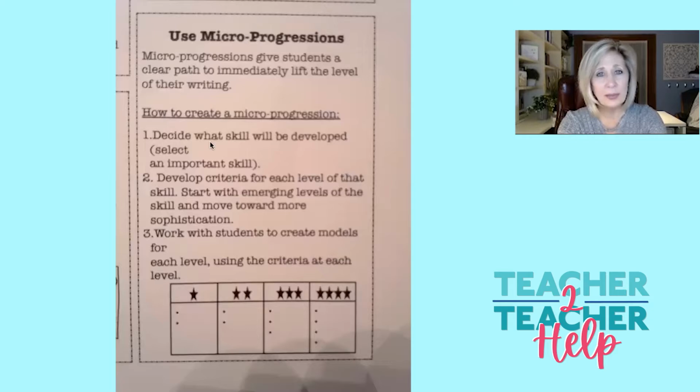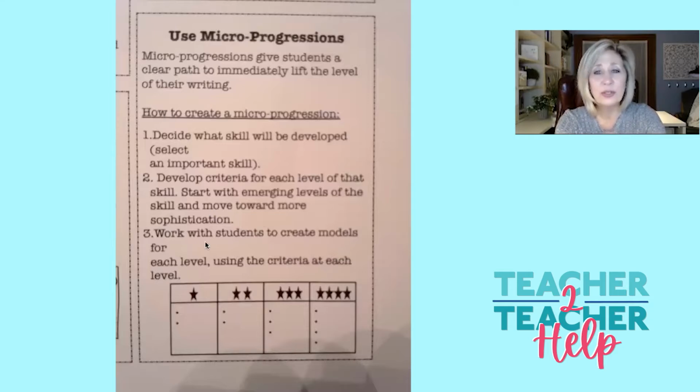Well, the first step is to decide what skill we want to develop. And we want to make sure that that is an important writing skill. The second step then is to develop the criteria for each level of that skill. And we want to start with emerging levels of the skill to give students some immediate success and then move them toward more sophistication with that skill.